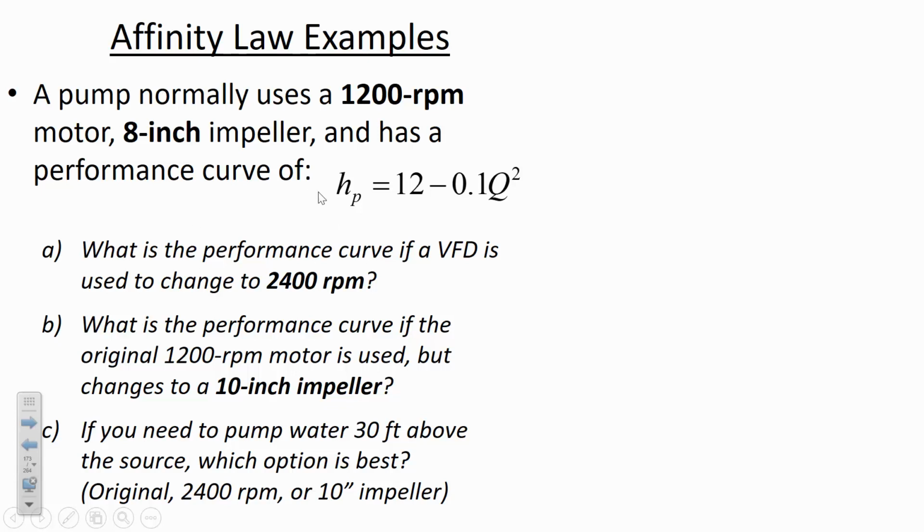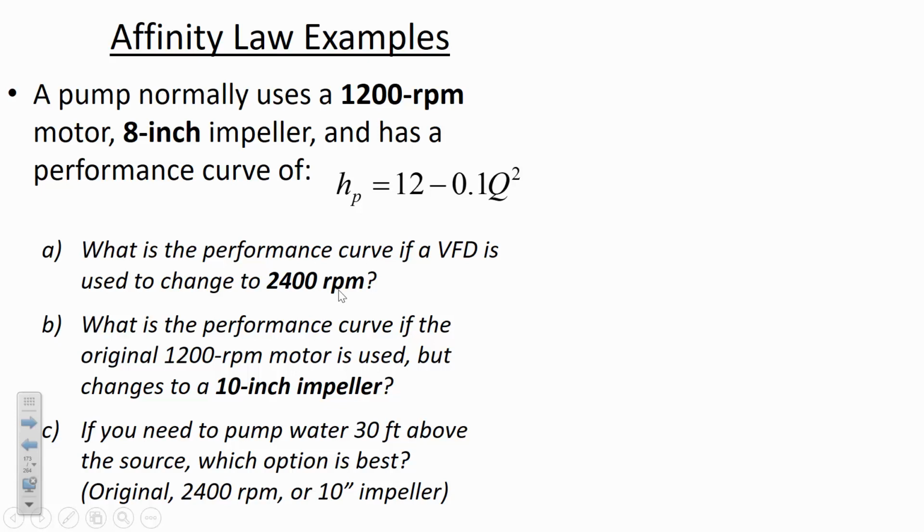We're going to use the affinity laws to consider a couple of different possible changes. In the first case, we're going to look at what happens if you use what's known as a variable frequency drive. You have a variable frequency drive, and you're trying to spin this pump, which normally goes at 1200, at 2400 RPM. We want to know what's the performance curve in that situation.